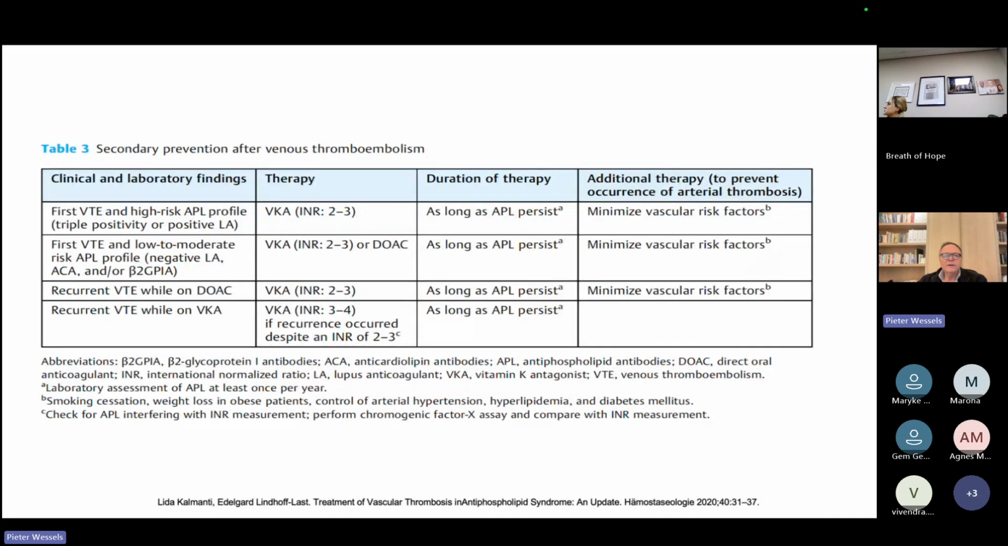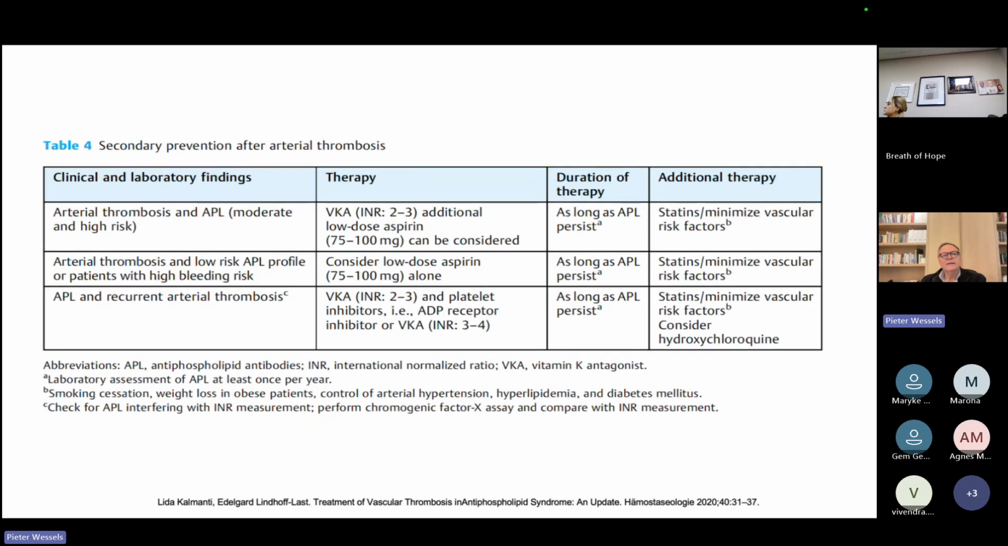We tend to give them warfarin. The DOACs are not the ideal drug. If a patient is on a DOAC, doing well, and it's not triple positive, you can consider, with the patient's consent, continuing with the DOAC. What about arterial disease? We give them warfarin. We can add aspirin.